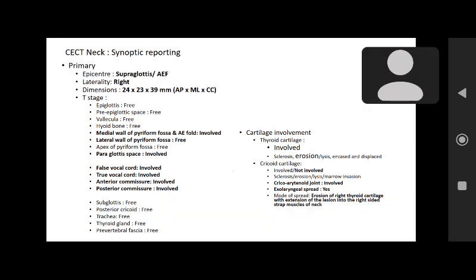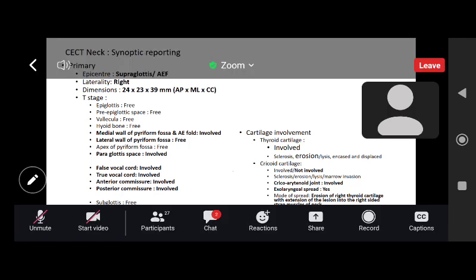This synoptic reporting is given by the radiologist only, no? Yes, ma'am. There's a paper by the TMH group only, ma'am.